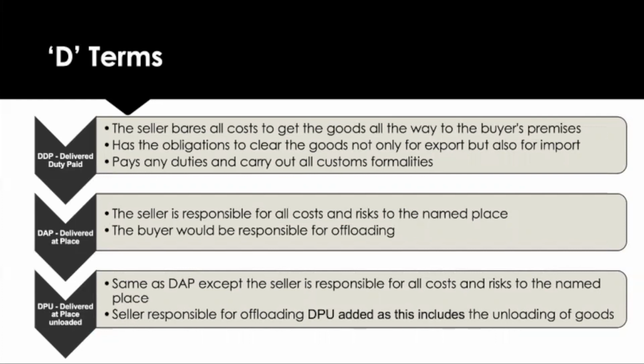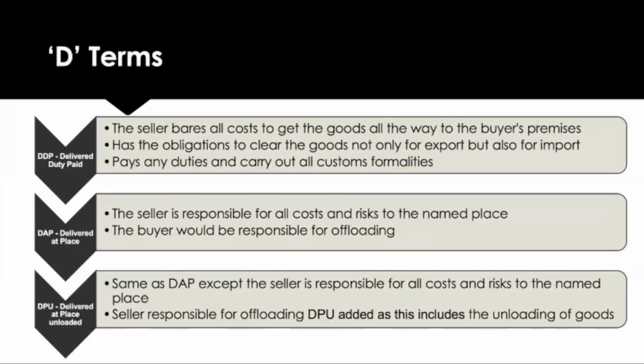But in the D group, the seller is responsible for both the import and export clearance, unlike the Es where the buyer is responsible. And the most common one is the DDP, which stands for Delivered Duty Paid, where the seller bears all costs to get the goods all the way to the buyer's premises and has the obligations to clear the goods not only for export, but also for import and pay all the duties and carry out all the customs formalities.